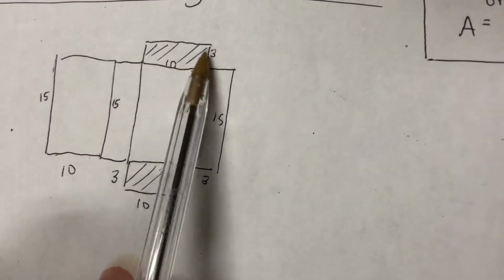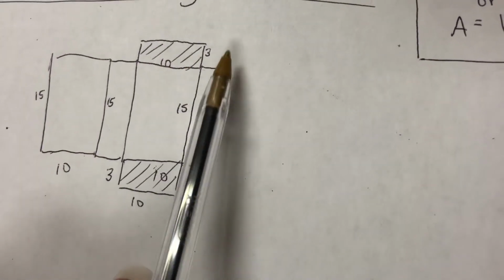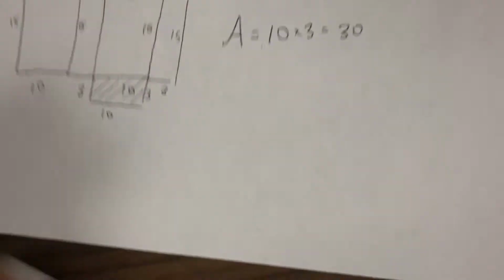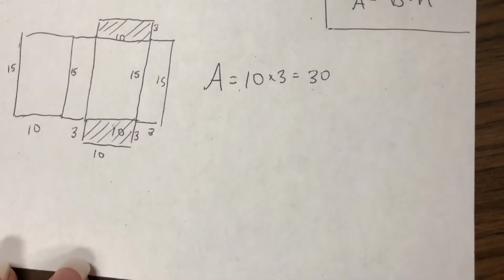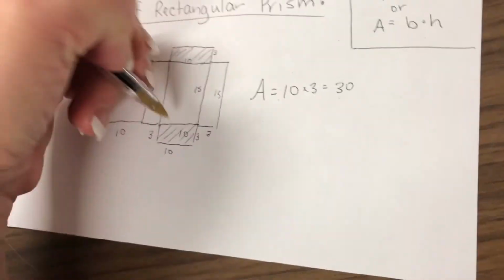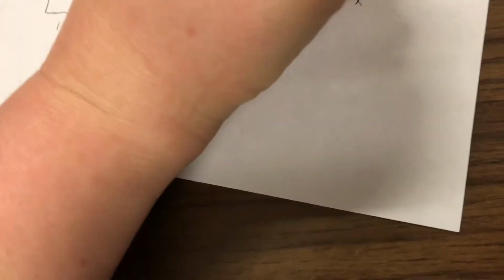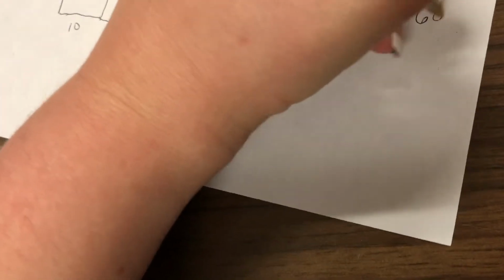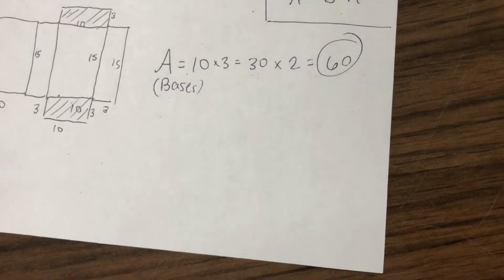So the area is going to be my length 10 multiplied by my width 3. So area is going to equal 10 times 3, or 30. But how many of those bases are there? There's 2 of them, top and bottom. So I'm going to multiply 30 by 2 and say that the area of my bases is 60.